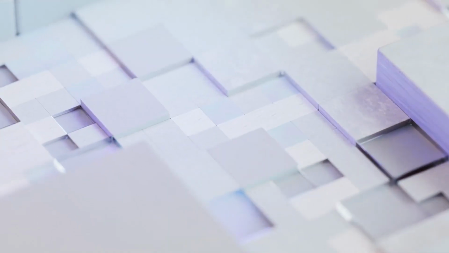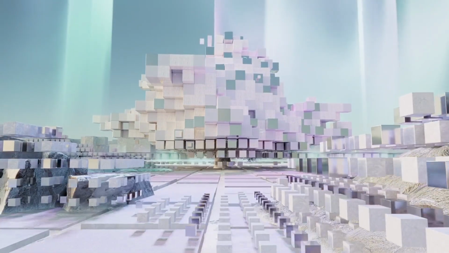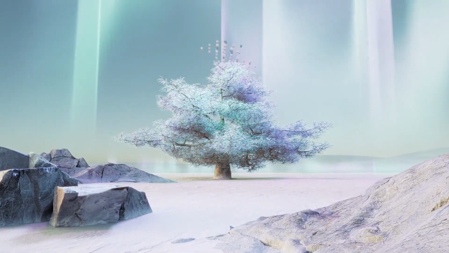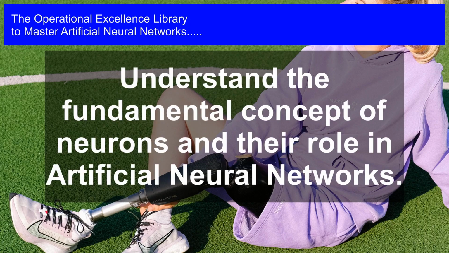On the other hand, the output of a neuron refers to the final output of the neuron, which is the result of applying the activation function to the weighted sum of the inputs. In other words, it is the final value produced by the neuron, which is then used as input to the next layer in the network or as the final output of the network.